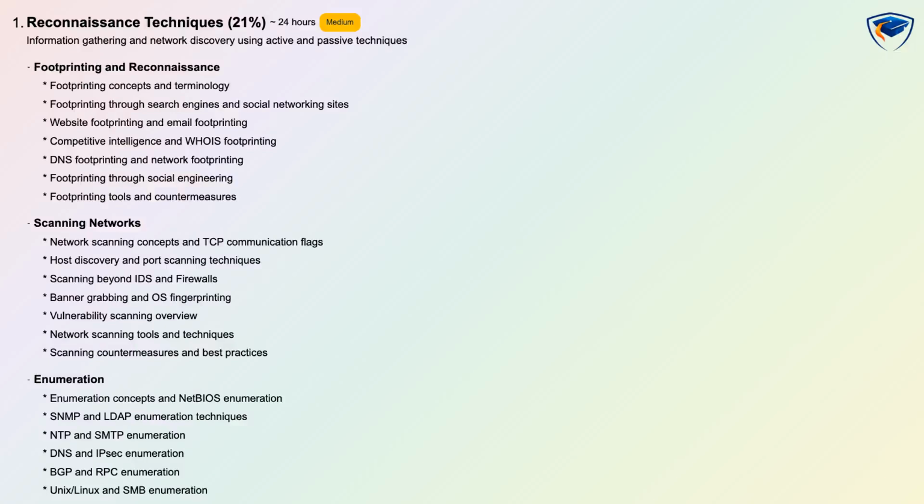Reconnaissance techniques carries 21% of the exam and focuses on information gathering and network discovery using active and passive techniques. Difficulty is medium with an estimated learning time of 24 hours and assessments that are hands-on and conceptual. You will learn footprinting concepts and tools, search engine and social media footprinting, DNS and WHOIS discovery, host discovery and port scanning, OS fingerprinting, and enumeration methods with countermeasures. The domain emphasizes practical scanning and enumeration techniques and how to defend against them.